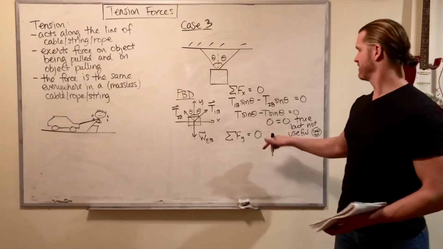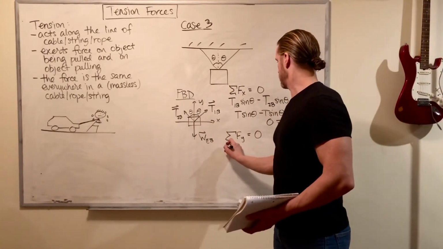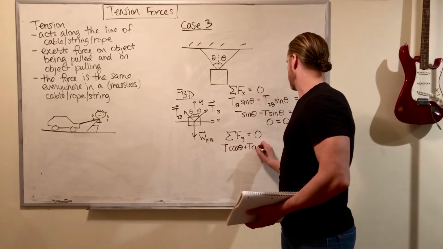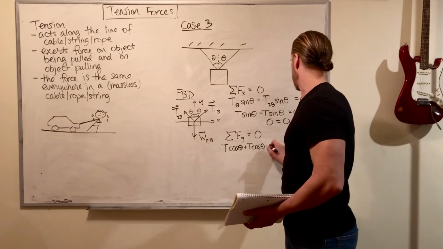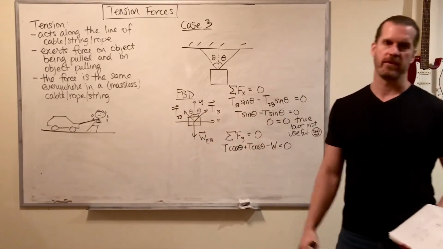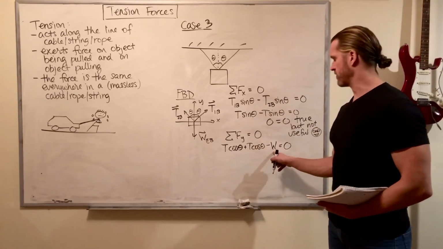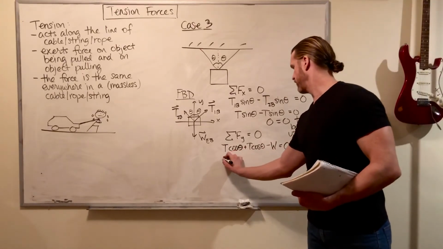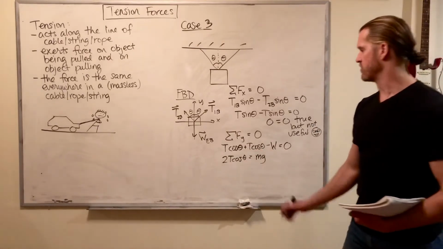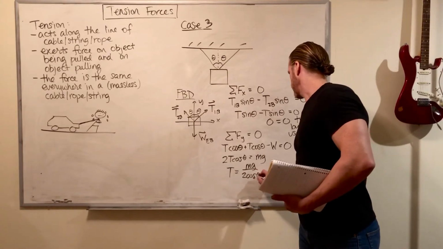Sum of the forces equals 0 in the y direction because this thing is just sitting there, not moving. And we have T cosine theta plus T cosine theta, minus W equals 0. So I got rid of these subscripts and I replaced those with just T, because we already said that by symmetry, they must be the same value. And I got rid of the subscripts on the W too. So we have 2T cos theta equals W, which is mg. And that means that the value of the tension force is mg over 2 cos theta.